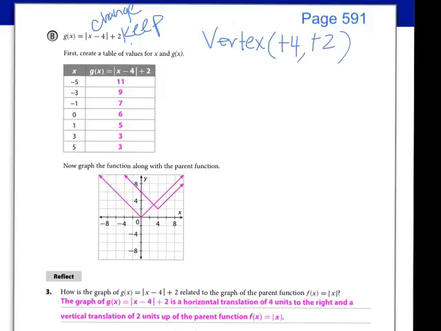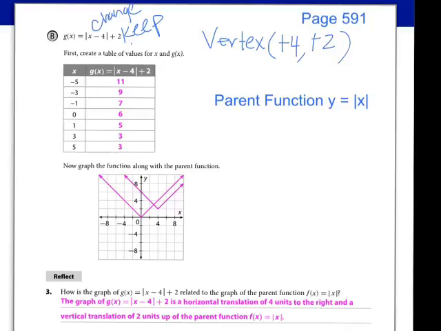Now you can see that my original equation is the parent function. This is what we call a parent function. So a parent function for an absolute value would be y equals the absolute value of x.